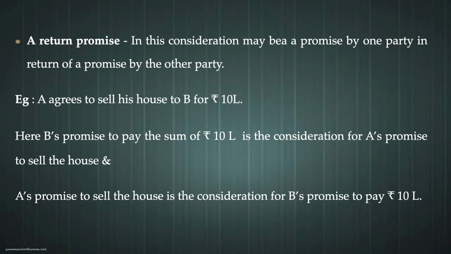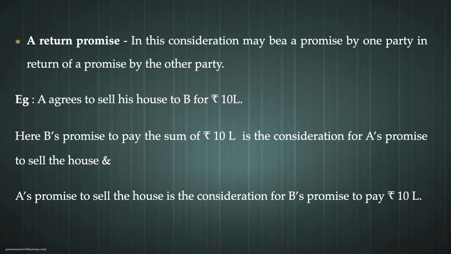Now, who is the seller? A is the seller. What is he selling? A house. What is the price of the house? Rupees 10 lakh. To whom is he selling? B. Now, A selling his house will become a consideration for B, and B paying rupees 10 lakh will become a consideration for A. Is that clear? That is called a return promise.